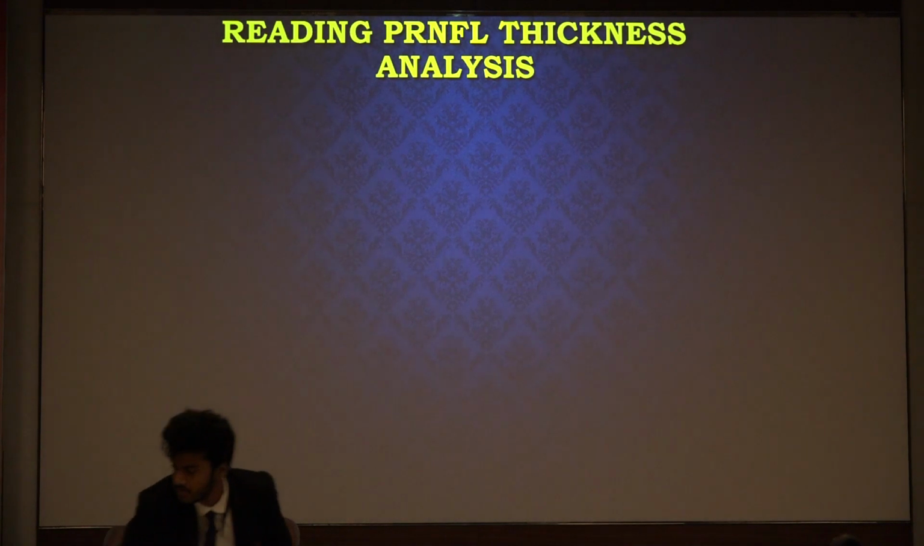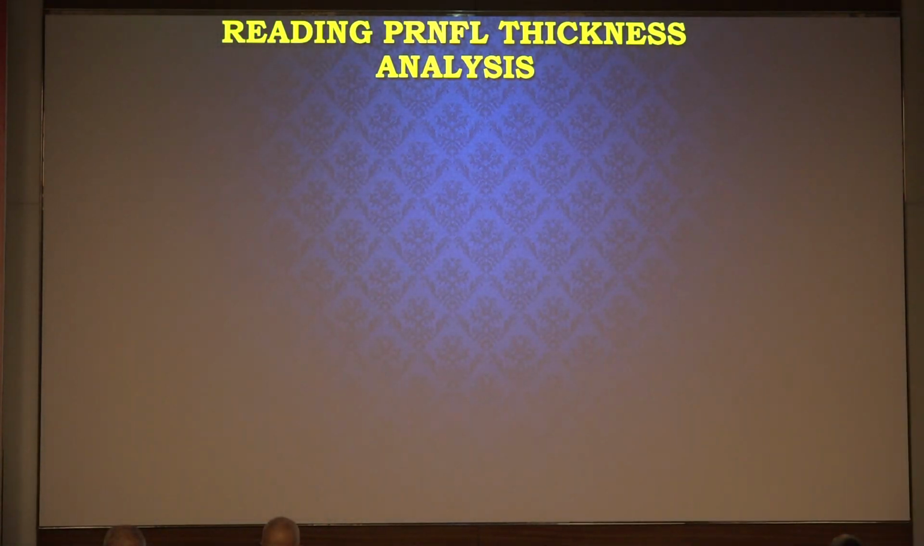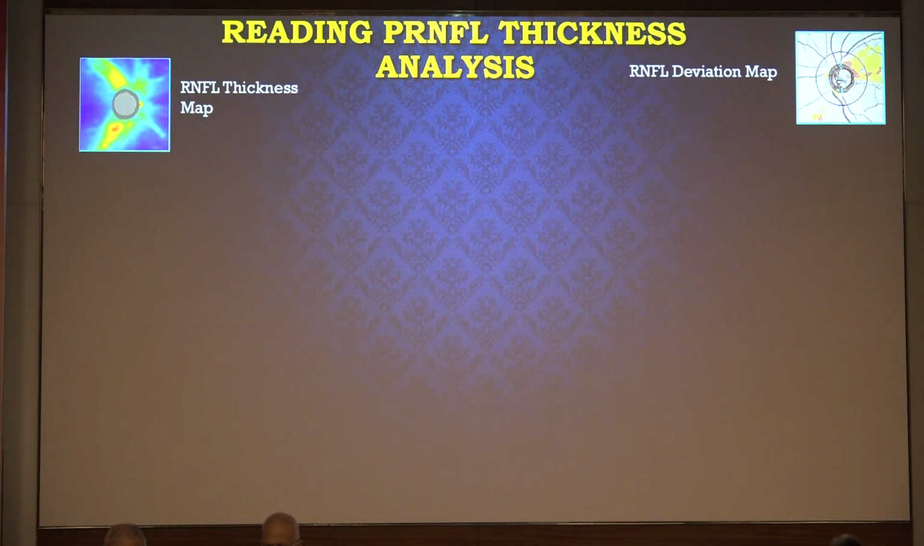Now, how do we read these? Now I'm going to show you the Cirrus RNFL map. Here the first thing is that the RNFL thickness map is showing the yellow and orange areas where it is thick, and the blue area is showing where the retinal nerve fiber layer is thin. And on the right side you can see the RNFL deviation. That means this thickness, how different is it from the normative data.